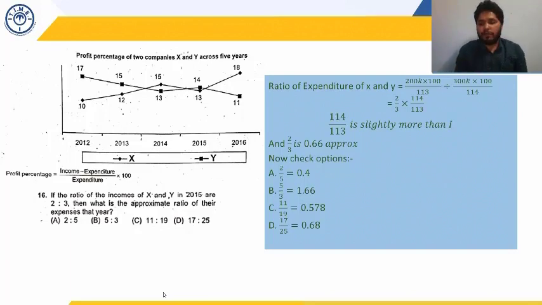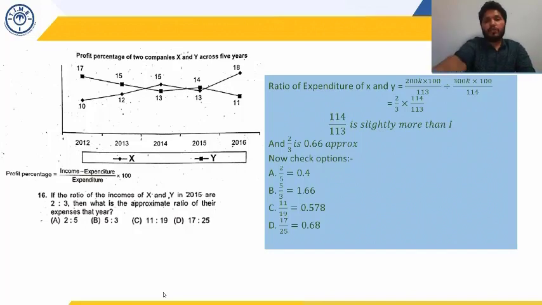So how to check the option? 1 by 5 is 20%, so 2 by 5 is going to be 40%, which is 0.4. 1 by 3 is 0.33, so 5 by 3 is going to be 1.66. And 11 by 19 is, 1 by 19 is how much? 5.25%. So 11 by 19 is going to be 57.8%, or 0.578. Okay, similarly we have calculated 17 by 25 into 100. If you do it, 25 4s are 100, 17 4s are 68. So it is 0.68. So calculations are easy.